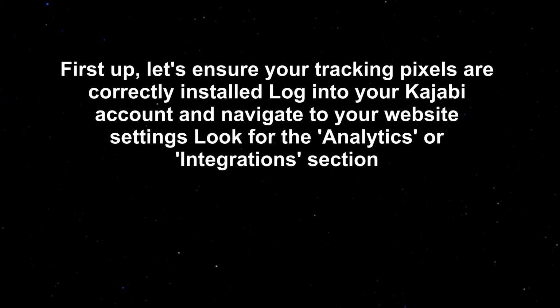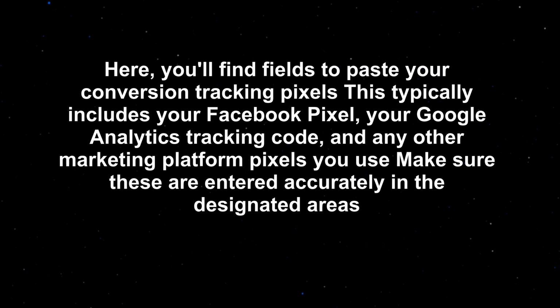First up, let's ensure your tracking pixels are correctly installed. Log into your Kajabi account and navigate to your website settings. Look for the Analytics or Integration section. Here, you'll find fields to paste your conversion tracking pixels. This typically includes your Facebook pixel, your Google Analytics tracking code, and any other marketing platform pixels you use. Make sure these are entered accurately in the designated areas.